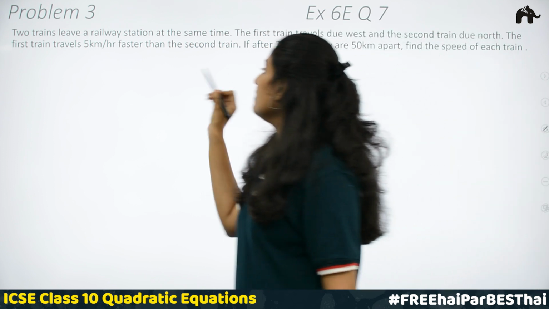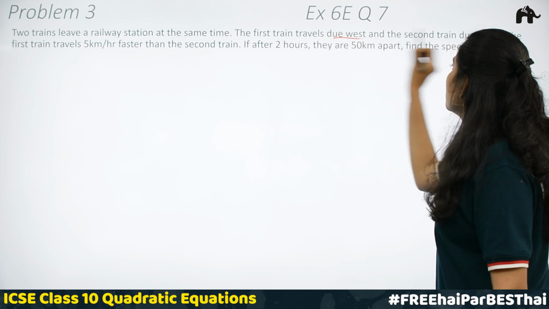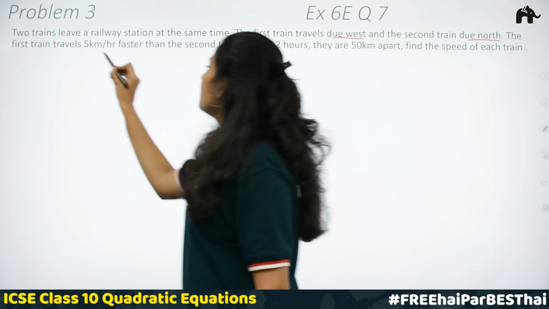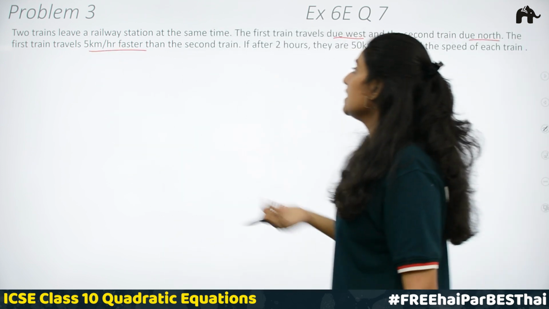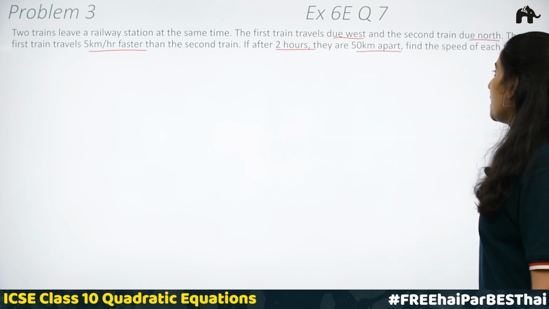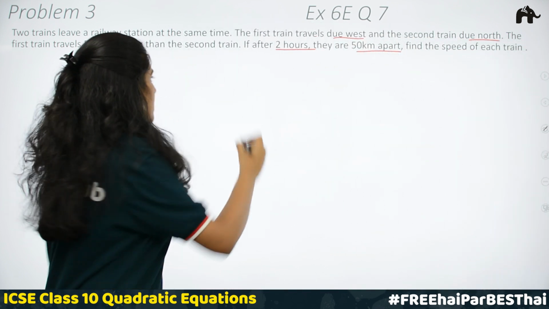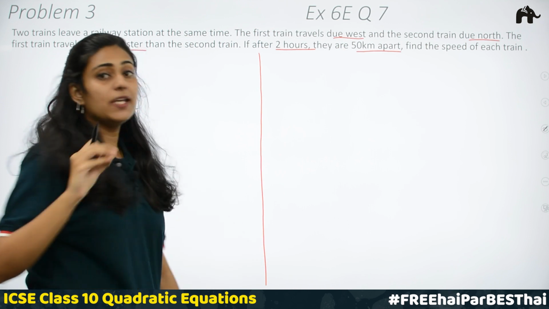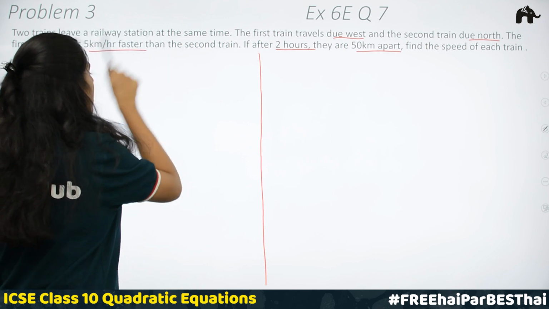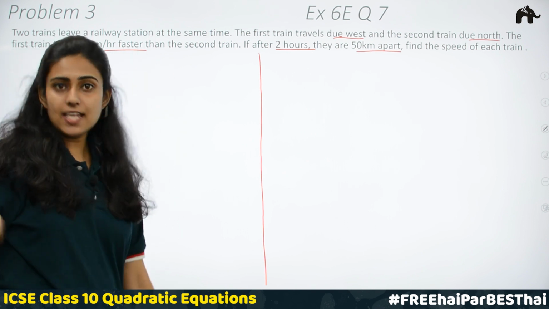Two trains leave a railway station at the same time. The first train travels due west and the second train due north. The first train travels 5 km per hour faster than the second train. If after 2 hours they are 50 km apart, find the speed of each train. We need to find the speed of the trains. Let us take the speed of the second train as x. Okay. It is given that the first train travels 5 km per hour faster than the second train.